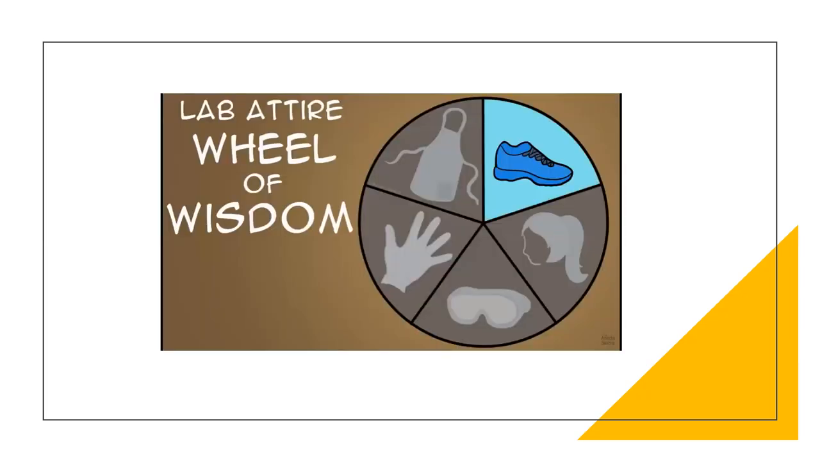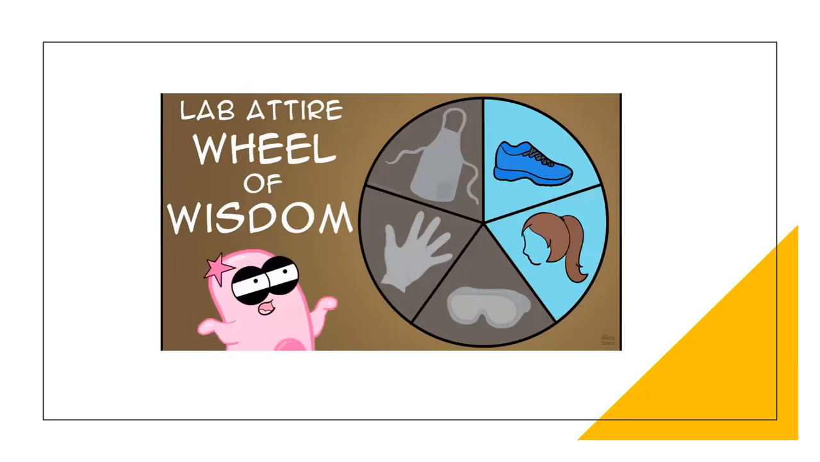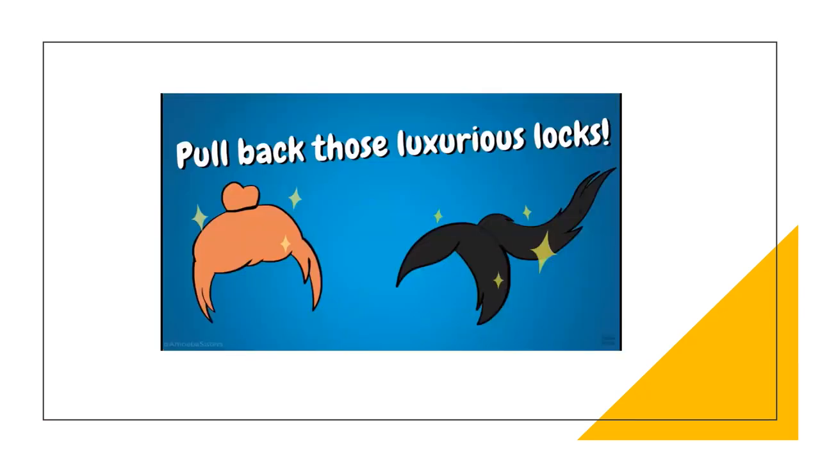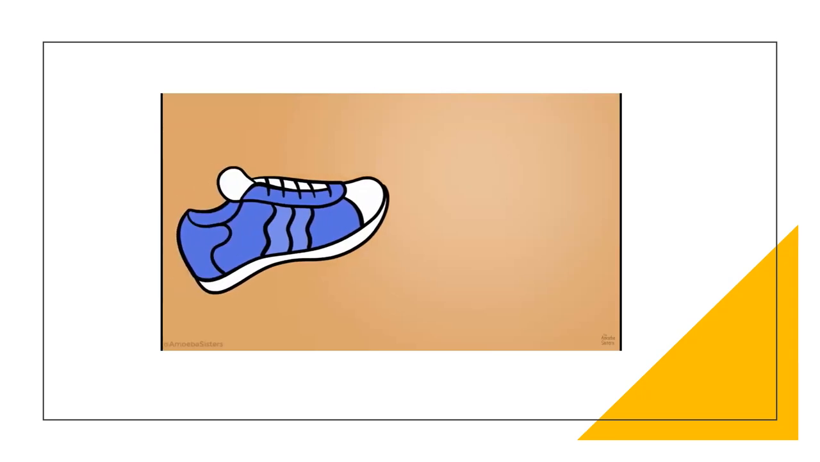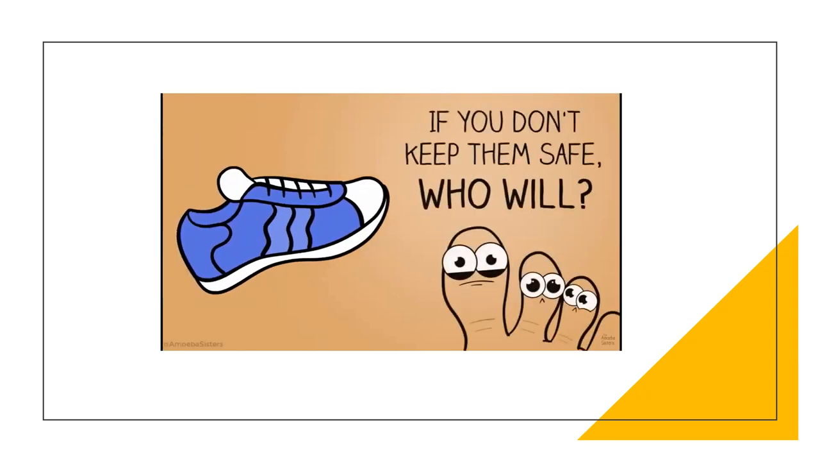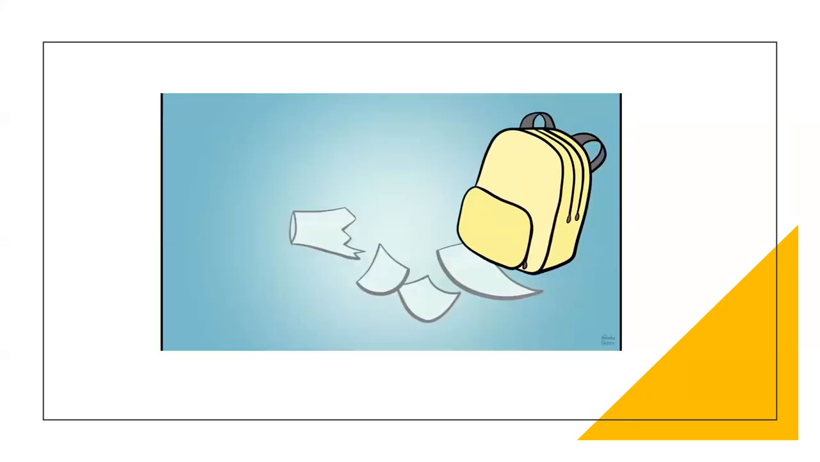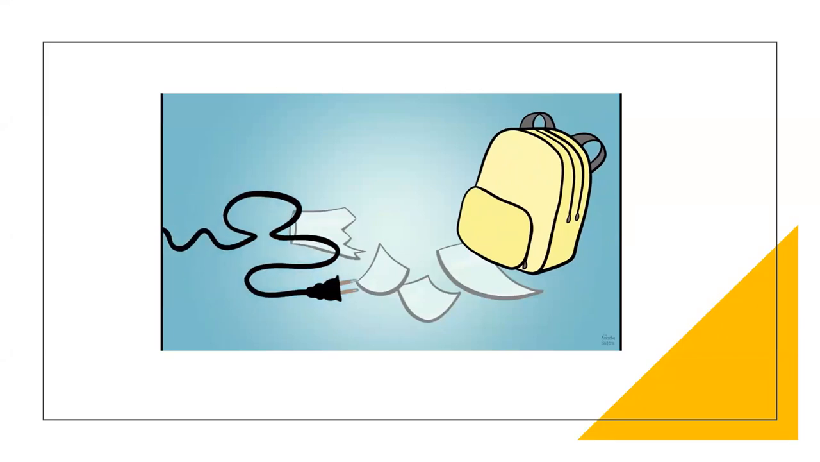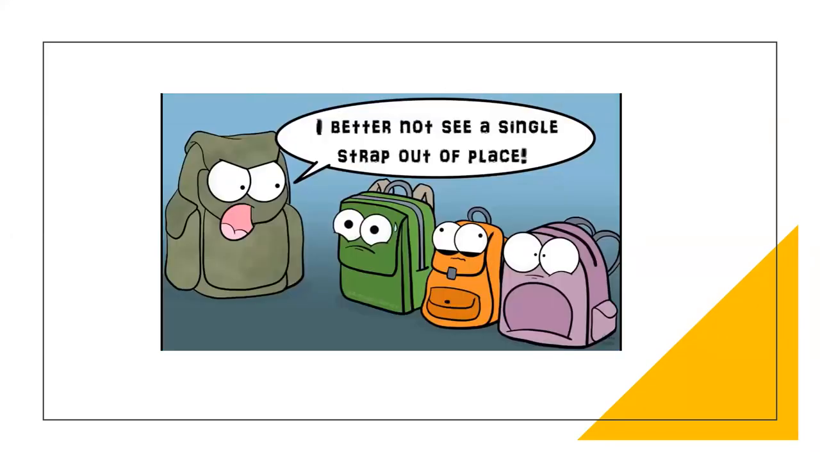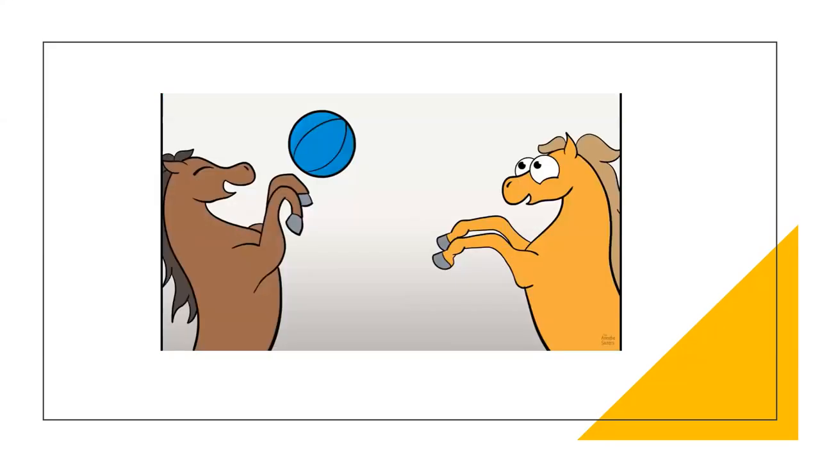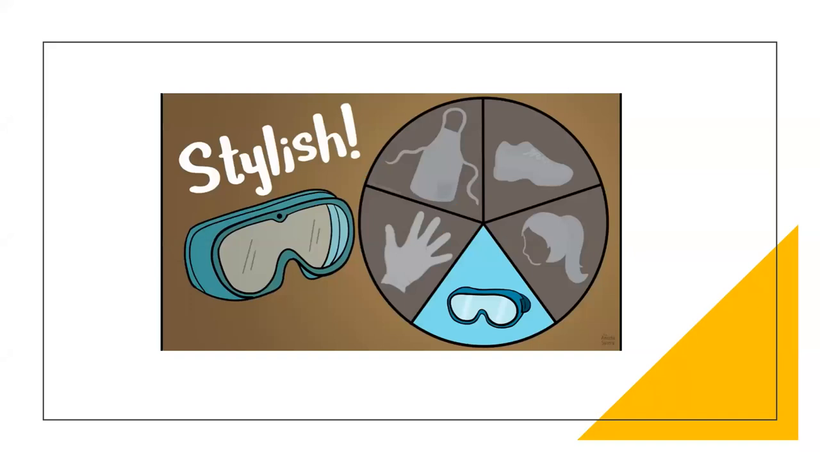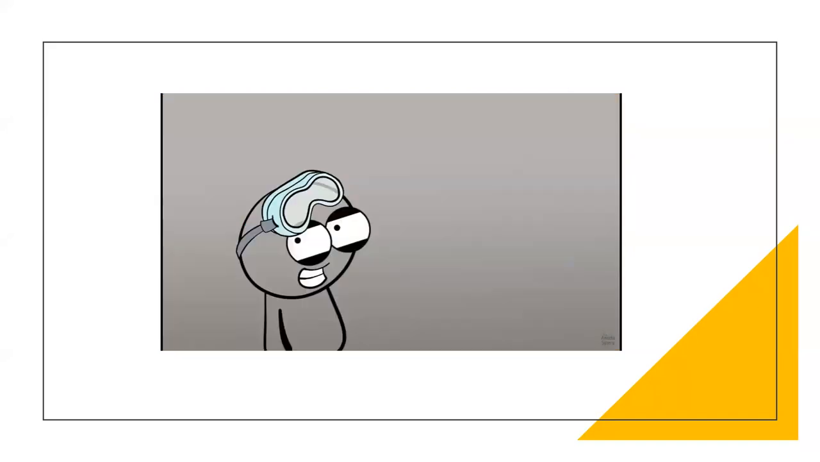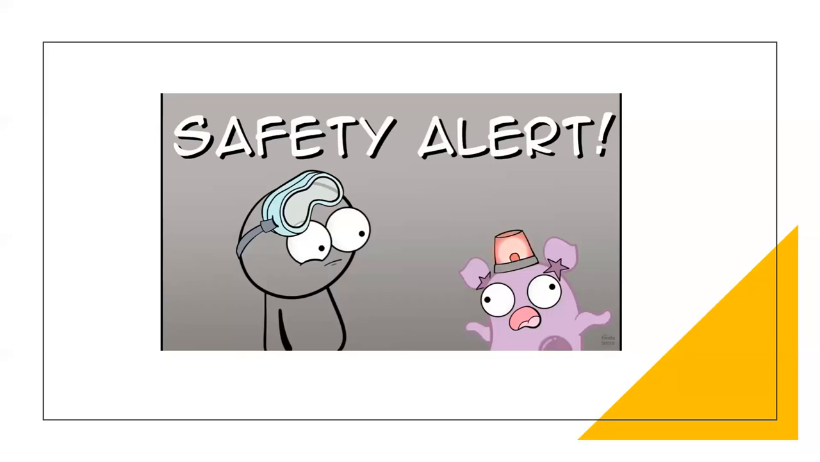First, let's talk about shoes. And hair. We have neither of those, but if you do, long hair needs to be pulled back. You should wear closed-toed shoes because you don't want to be pouring something toxic on your feet or walking on broken glass. Speaking of broken glass, bags and stuff in the aisles and lab rooms do not help. You want a clear path and not have your belongings out where someone could trip over them. And no horseplay. To protect your eyes, wear goggles. And when we say wear goggles, we all know that on your forehead doesn't count.